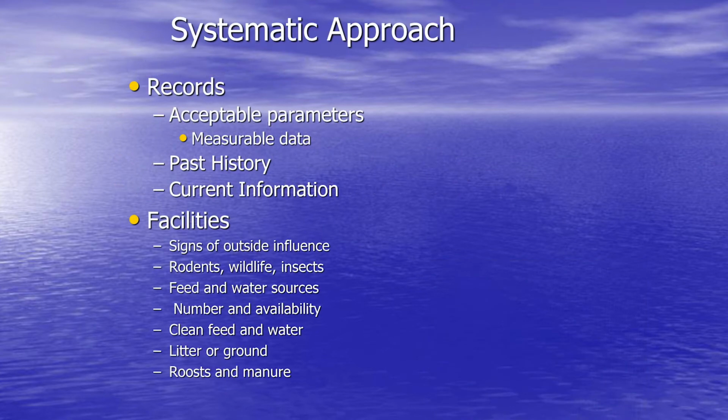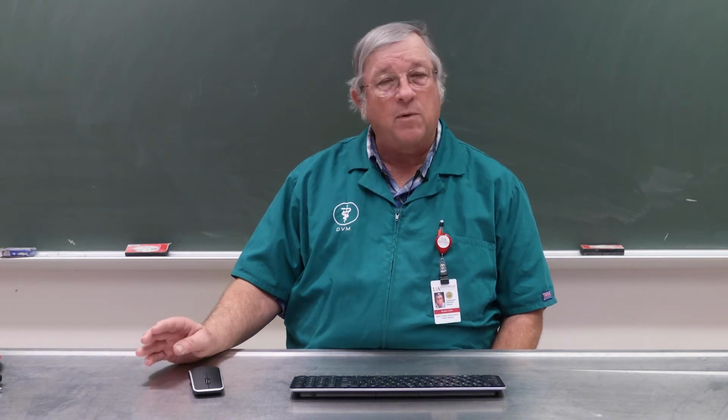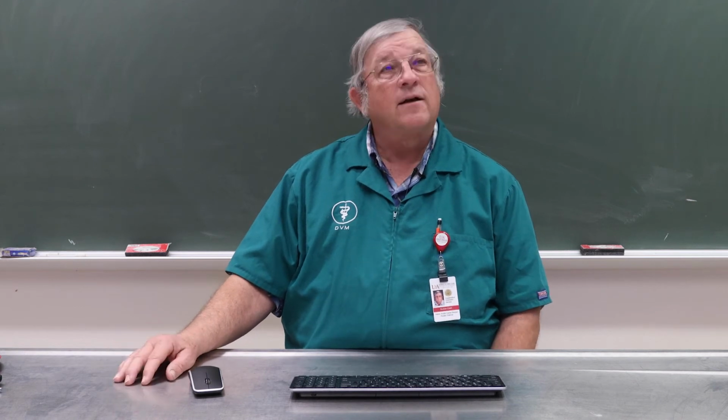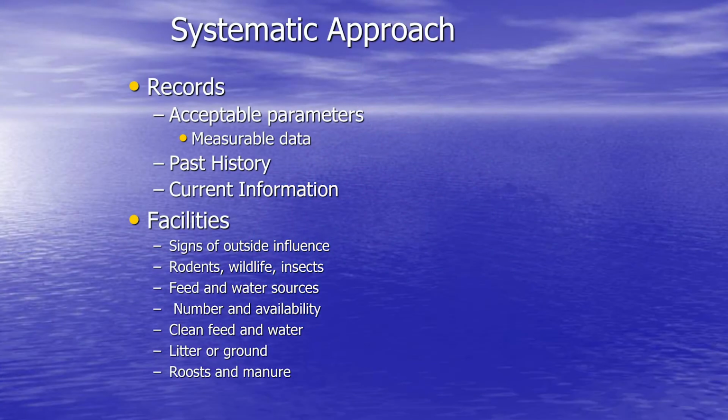Use a systematic approach. Just like when we were doing the necropsy, using that systematic approach allows you to check everything and not miss something. One of the first places to start is looking at your records. First off, keep good records. You're going to have to decide what is an acceptable parameter. Now, in the poultry industries, usually there are certain percentages, such as say 1 or 2% mortality. There's parameters that we can measure. It has to be something that's a measurable form of data.